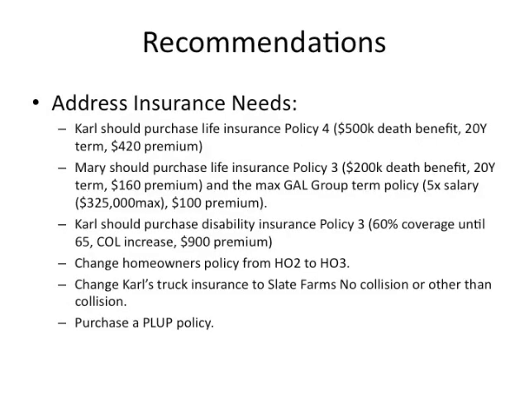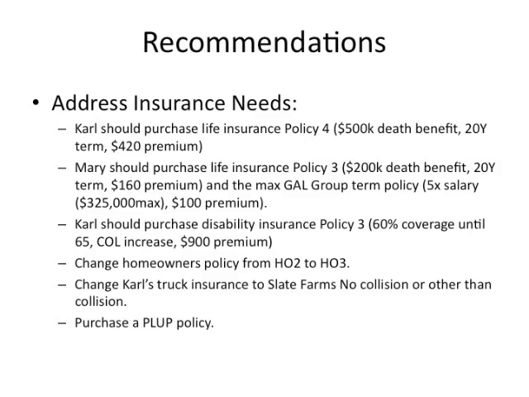Okay, here are the recommendations that I have for you today. As I said, insurance is the primary area of concern. Now, we need to get both of you up into that 12 to 16 times your gross pay for life insurance. So Carl, we suggest that you purchase life insurance policy number 4 with a $500,000 death benefit, a 20-year term, and a $420 premium.